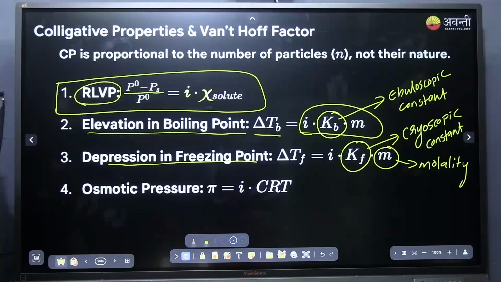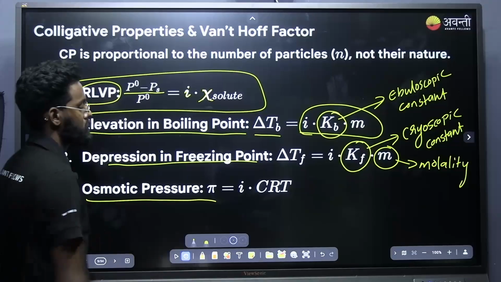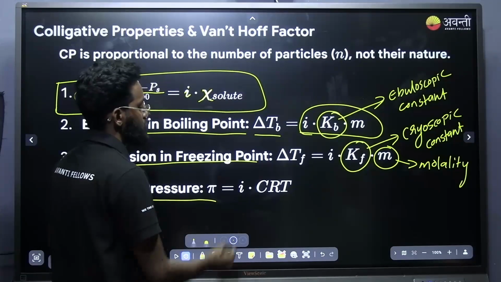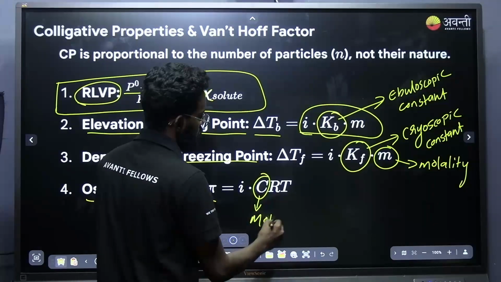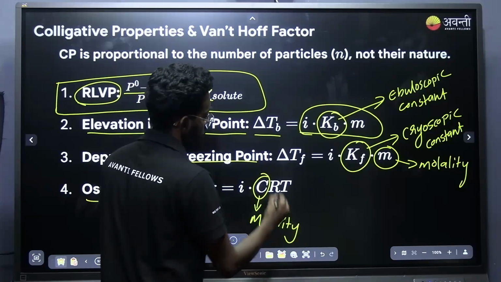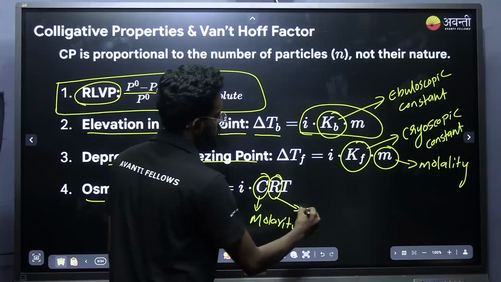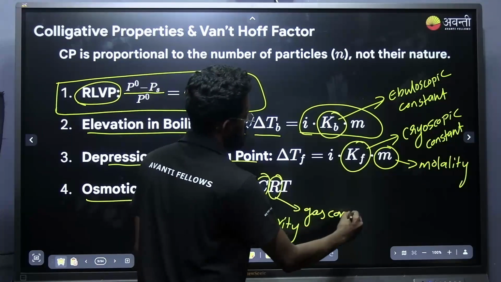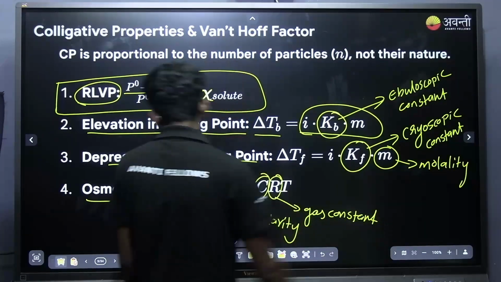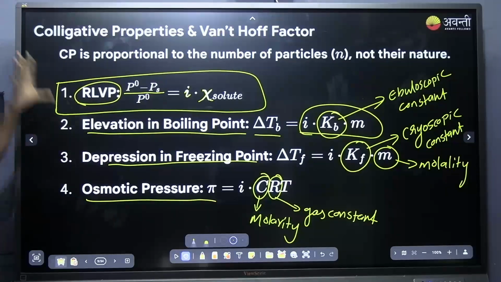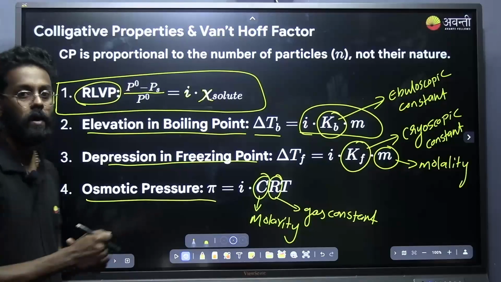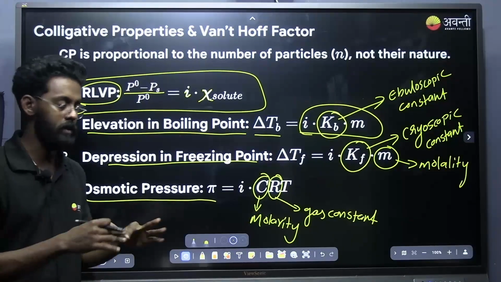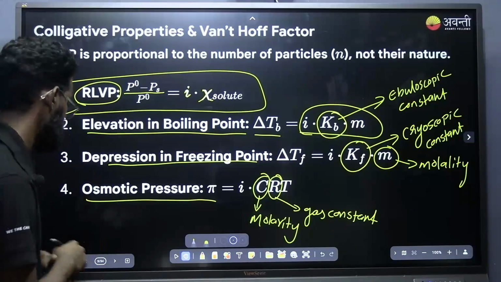In the case of depression in freezing point and elevation in boiling point, the concentration term that we are using is molality. Now coming to osmotic pressure. Osmotic pressure, which is represented as pi, is equal to i into CRT. What is C? C is molarity. And what is R? R is the gas constant. So this is all about the four colligative properties. I will be telling you how we can apply all these things in the questions. We will be discussing the questions and everything, and thereby we can make it completely clear.